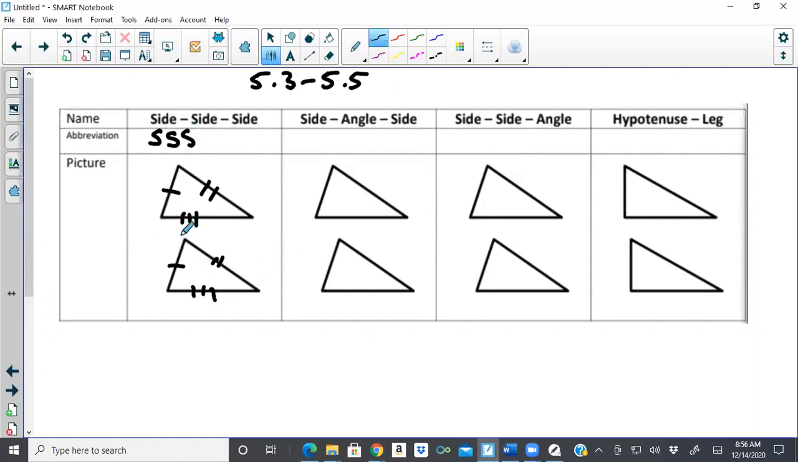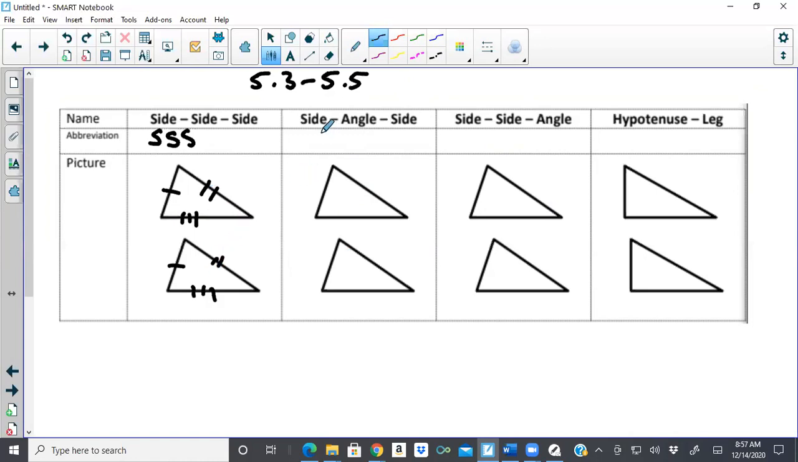All right. So basically, if you see a picture, and in that picture you see that 3 sides are the same, and those are the exact same for both of these cases, then you can say the 2 triangles are the same. Now the same kind of thing happens with all of these other ones. We just have to know 3 pieces of information, and they have to be specific pieces of information.